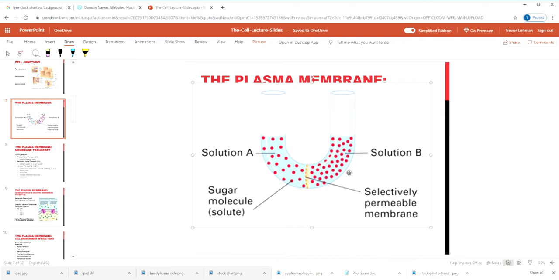So let's take it a step further. Imagine you place a cell in a beaker filled with sugar water. As long as sugar can pass through the cell membrane, which in a real cell it couldn't, but as long as it can, the sugar will go into the cell. The sugar will move down its concentration gradient, and sugar will move into the cell. That is diffusion, but let's look at a different idea.